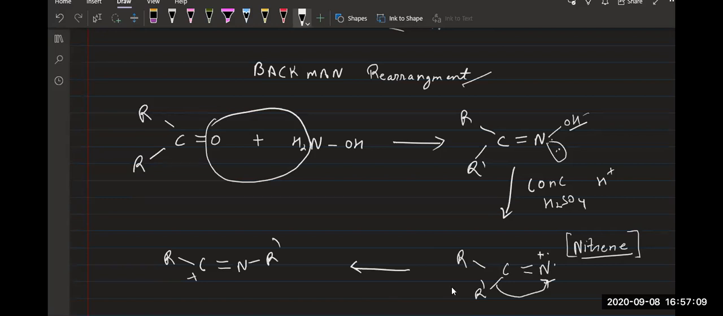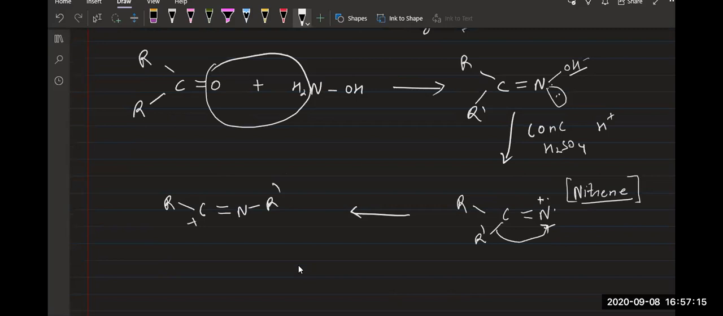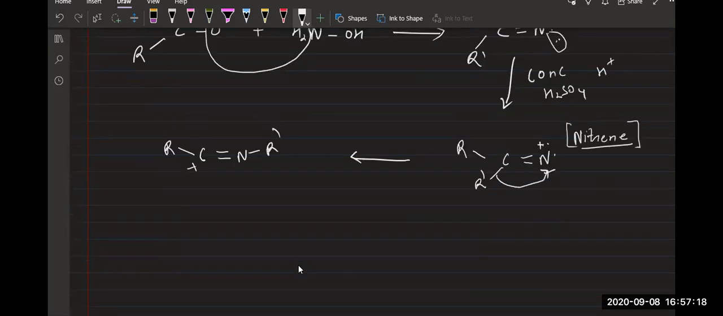Okay, so got it? Anyone have any issue till this step? Now, what will happen? We still have H2O plus. Don't you think this H2O will act as a nucleophile now, because we have C plus? So we will get this: R, C, OH, double bond N, R dash. Agree, everyone?